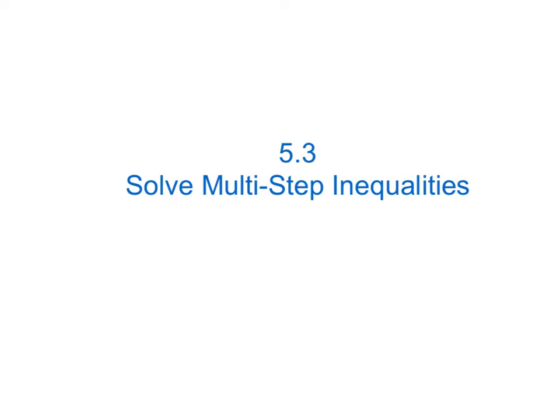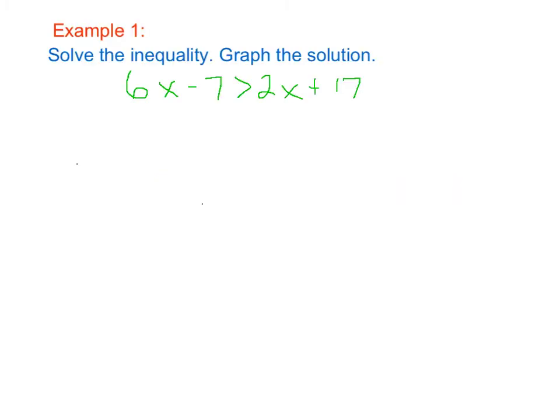Alright, continuing on with solving inequalities, we're going to look at multi-step. Here we have a multi-step inequality, and we notice that there's a variable on both sides of the inequality. So first, we want to get the variable on one side.